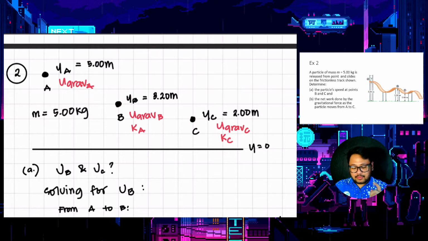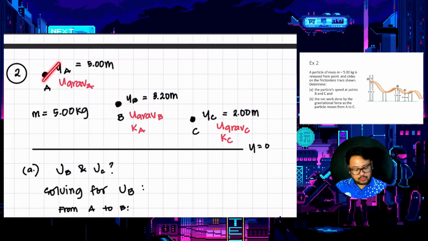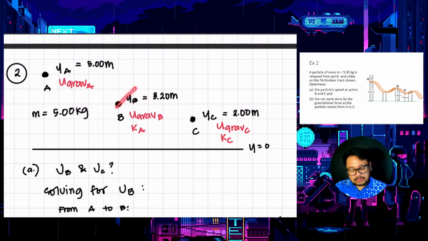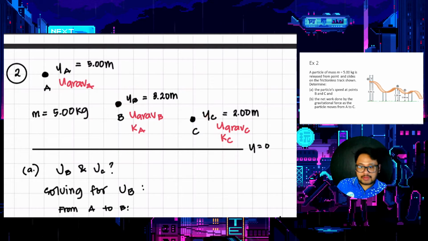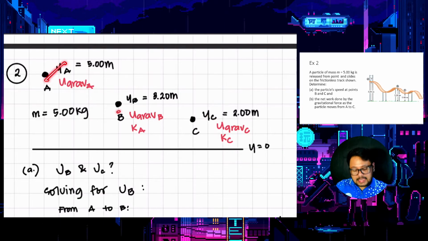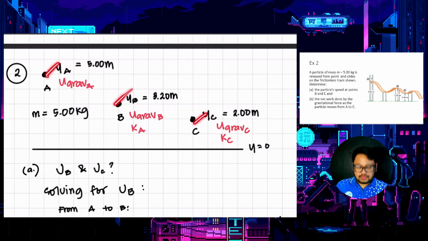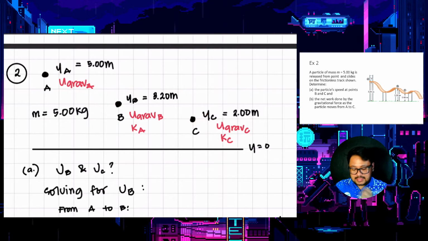Okay, we can analyze this. We could analyze this one from point A to point B, from point A to point C. It could also be from point B to point C, whichever you like. But for us, it's better to analyze it from A to B and from A to C. Just remember, this energy will always be conserved here. So regardless, at any point, we should have the same energy. Let's have letter A, the speed at point B first.